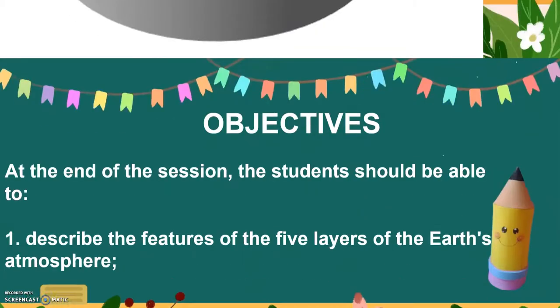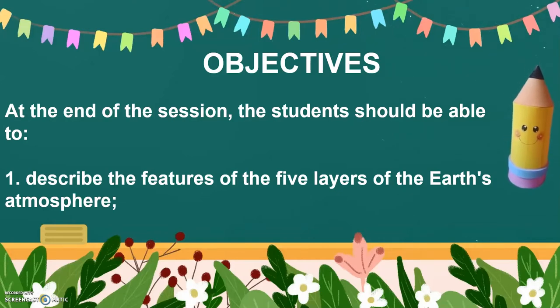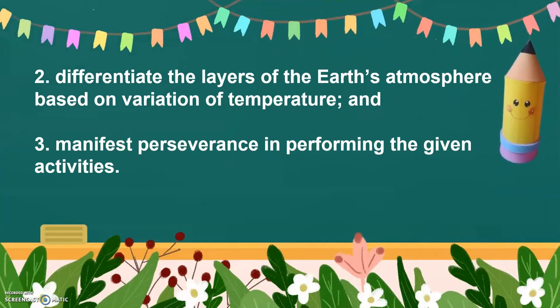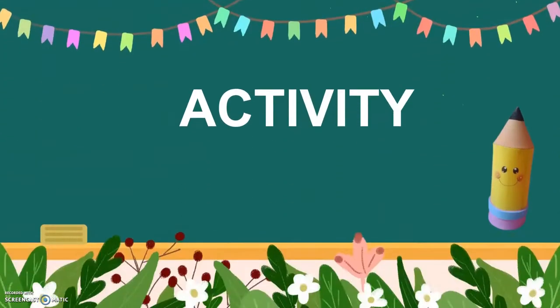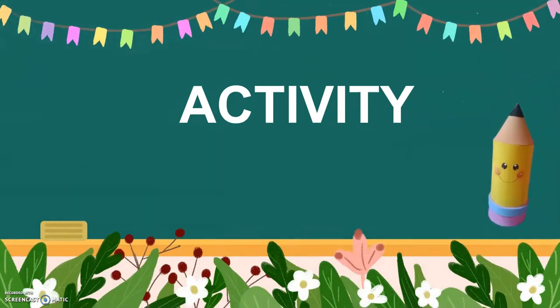So let's have the following objectives. At the end of the session, the student should be able to describe the features of the 5 layers of the Earth's atmosphere. Second, differentiate the layers of the Earth's atmosphere based on variation of temperature. And third, manifest perseverance in performing the given activities. So, speaking of activities, let's have our first activity without much further ado.